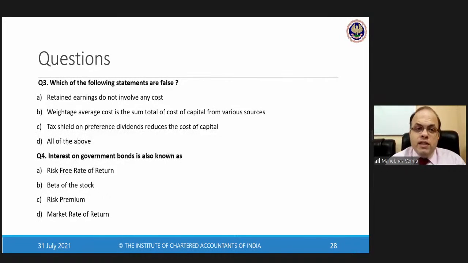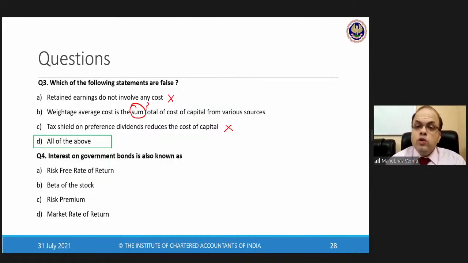Which of the following statements are false? Retained earnings do not involve any cost. Do you think so? I guess they involve cost, right? They have an implicit cost. So this definitely is a false one. Weighted average cost is the sum total of cost of capital from various sources. Although we have to do the weighted average, it's not a sum total. That's the problem here. Then, tax shield on preference dividends reduces the cost of capital. Do we have tax shield on preference dividends? I don't think so. So option D for question number 3 is definitely the correct answer, guys.